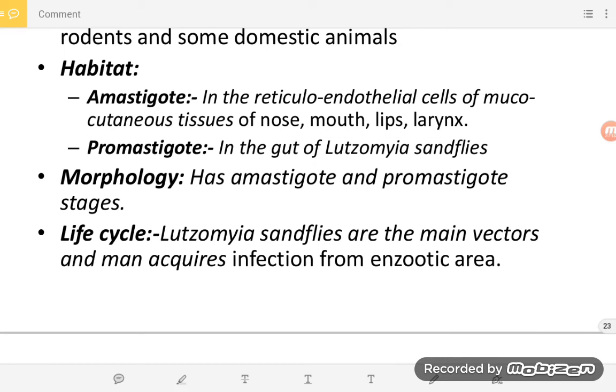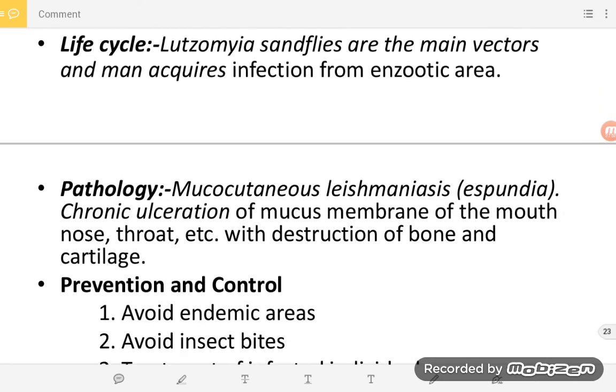The promastigote form is normally present in the vector. Here in the case of Leishmania braziliensis, the vector is the Lutzomyia sandfly. The morphology is again the same as the other two, Leishmania donovani and Leishmania tropica. When we consider the life cycle, the vector is the sandfly, the main vector. So again the life cycle is similar.